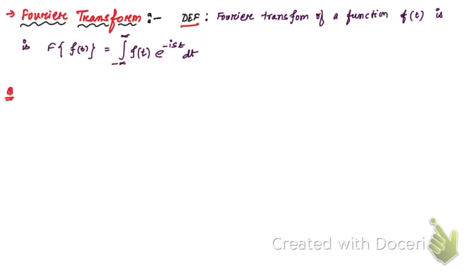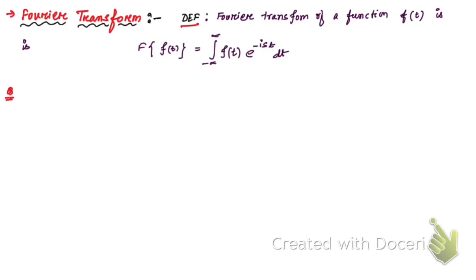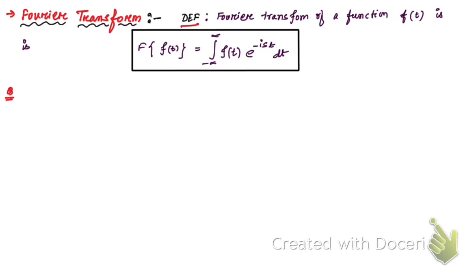Just wait, let me use another color here. So this is the definition of the Fourier transformation. Let me write it here. This is the definition, right? So now let us solve a question.